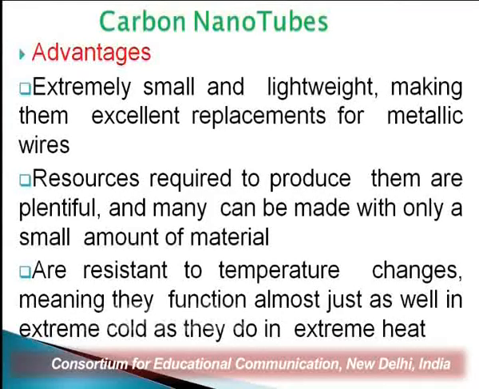The resources required to produce them are plentiful, and many can be made with only a small amount of the material. It means we prepare the carbon nanotubes from graphite itself. So graphite can be formed in a very cheap manner. So this graphite can be used to produce the carbon nanotubes.